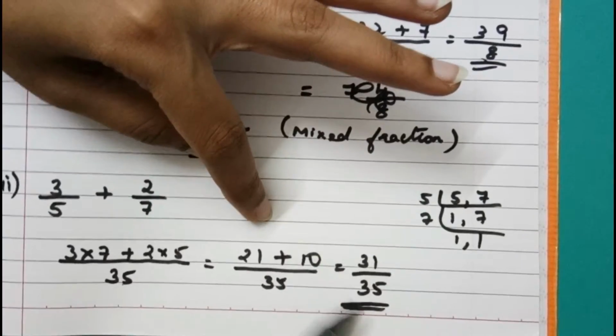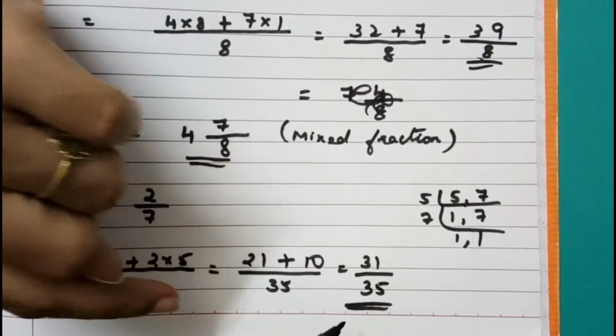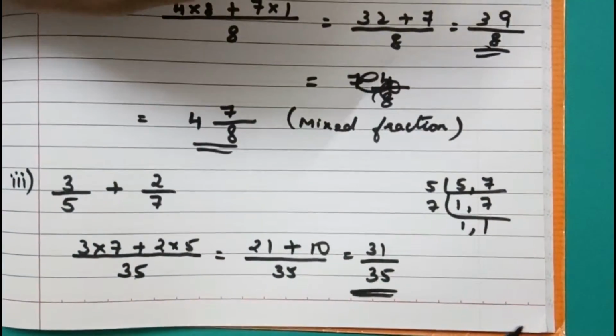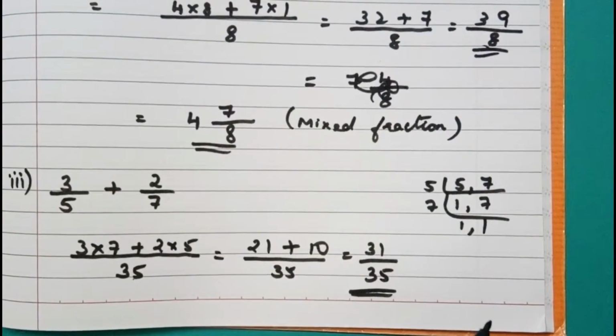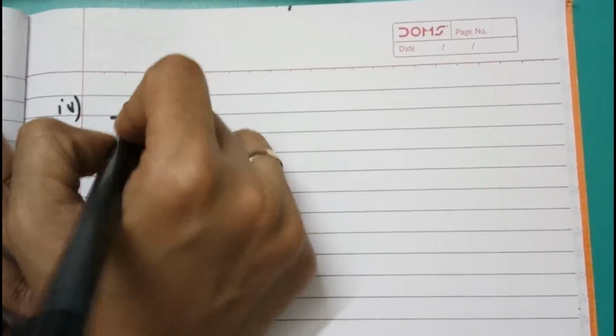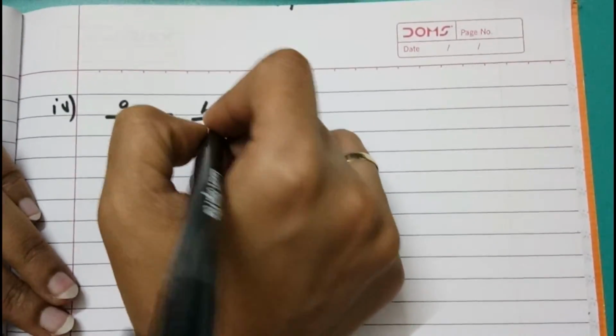Now, is this a proper fraction or improper fraction? Yes, this is a proper fraction. Why? Because the numerator is less than the denominator. So, in this case, we don't need to calculate the mixed fraction. Correct? I hope this is understood. Now, the next sub question is question 4. Question 4 is 9 by 11 minus 4 by 15.